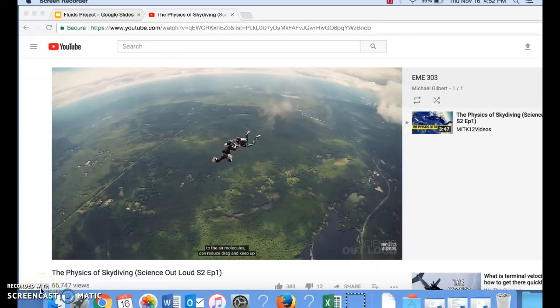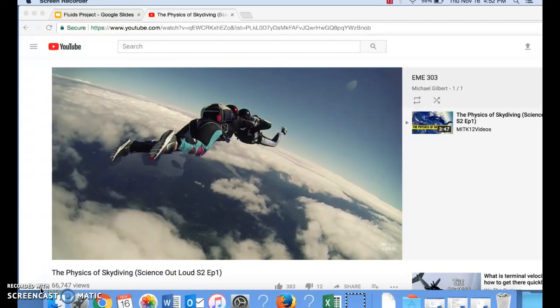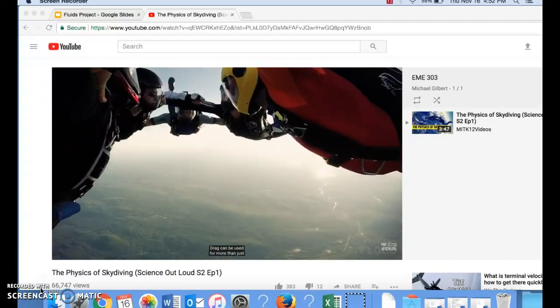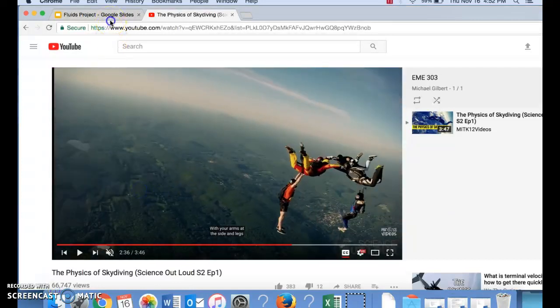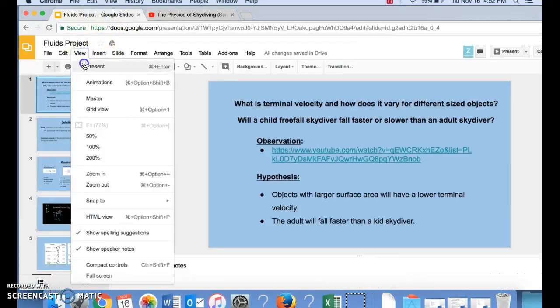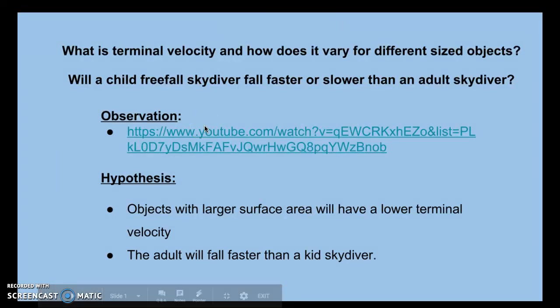Today we will be talking about skydiving and how the weight and the surface area change how one will fall through the air. We will also discuss whether a child or an adult will fall faster. Our hypotheses include objects with a larger surface area will have a lower terminal velocity, and that an adult will fall faster than a kid skydiver.